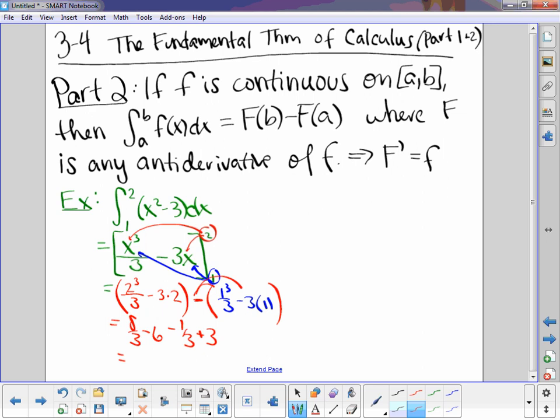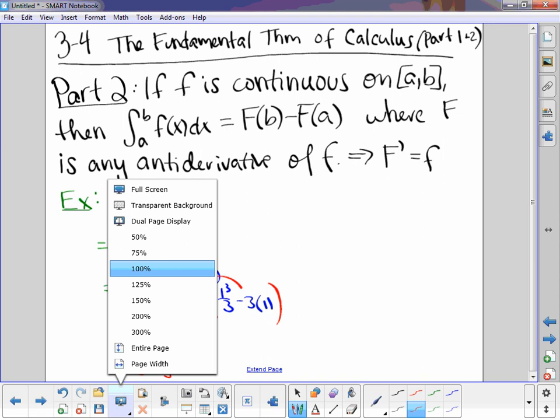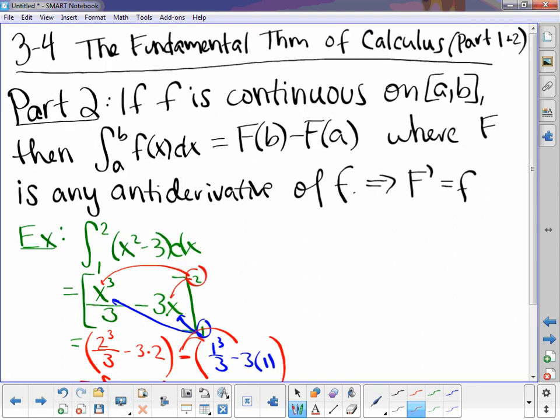Some weird number. What's 8/3 minus 1/3? 7/3. Negative 6 plus 3? Negative 3. Now, we're going to want to combine that. So let's say negative 9/3. Does that make sense right there? I combined them going from down here. So what would that actually equal? Negative 2.